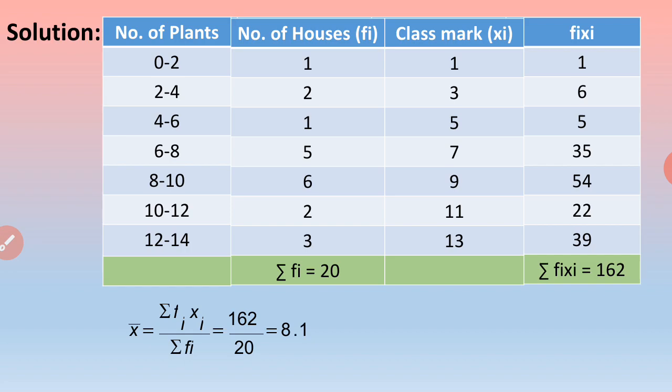If you look at the entire first column, you will see that this 8.1 lies somewhere exactly in between, because our data starts from 0 and it completes at 14. 8 comes somewhere in between, and our mean is also 8.1. Mean mostly lies exactly in between. This is the method known as the direct method of finding the mean.